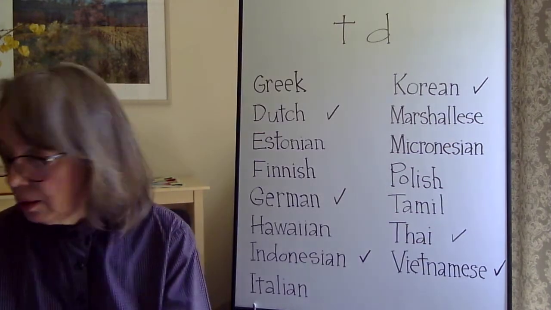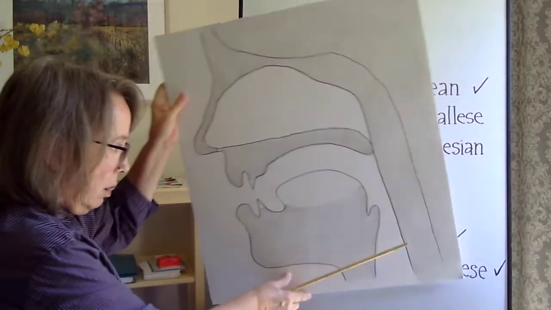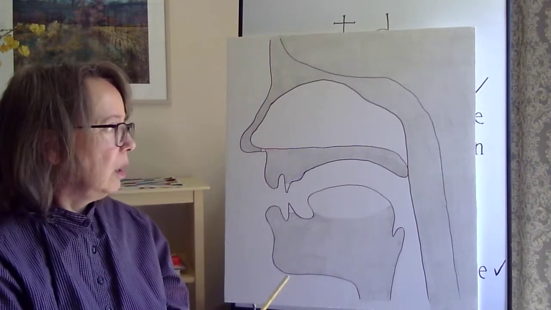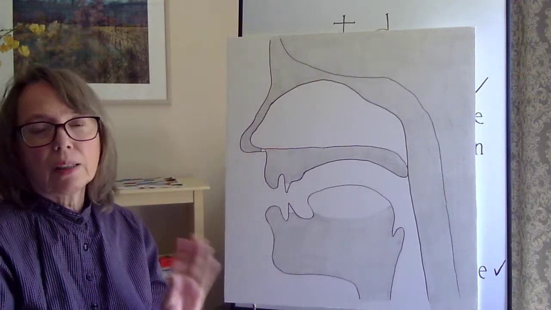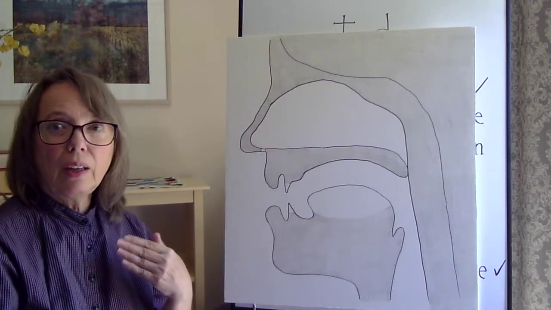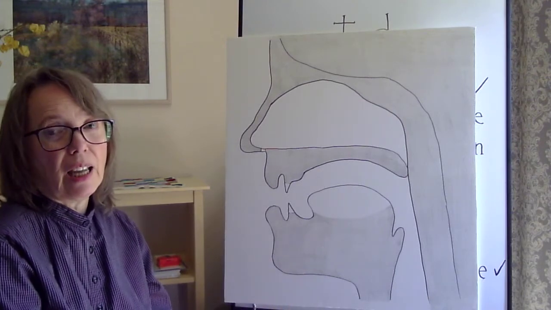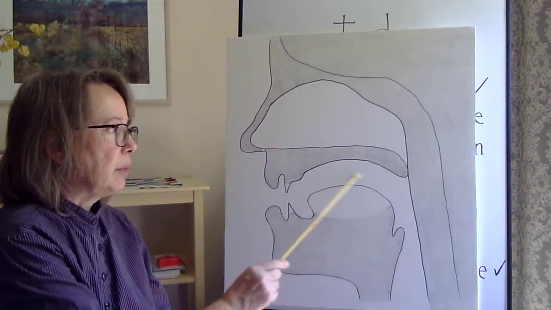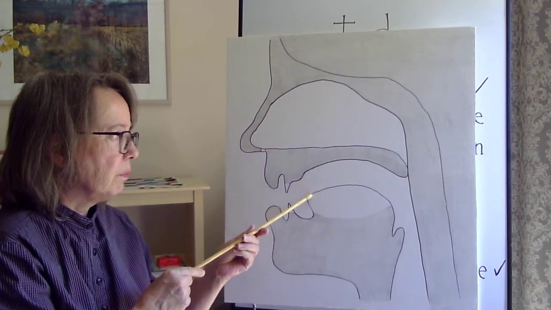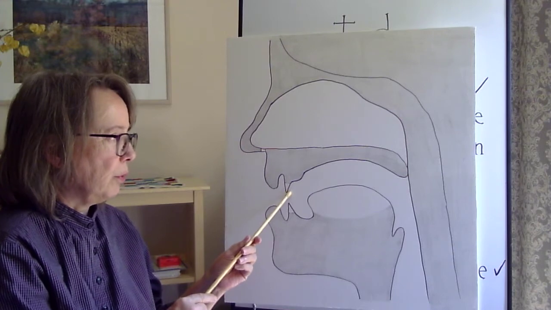Okay, let's look at the anatomy. Stops do just what they say. They stop air and then they release air. So in the case of T and D, the air comes up from the lungs and it is stopped here. Now you see this area behind the tooth.